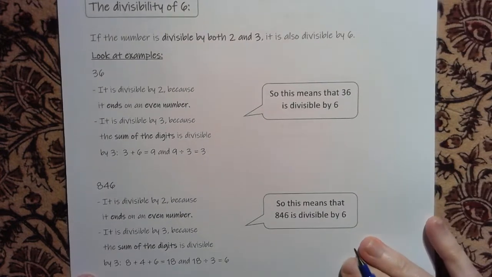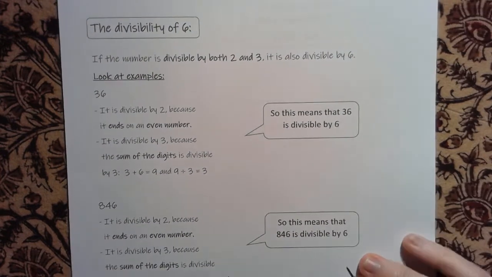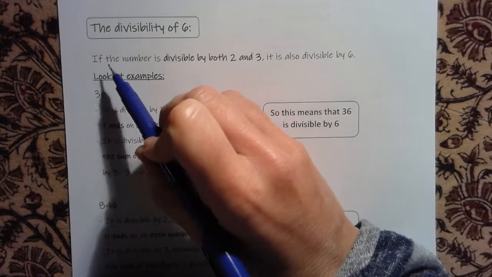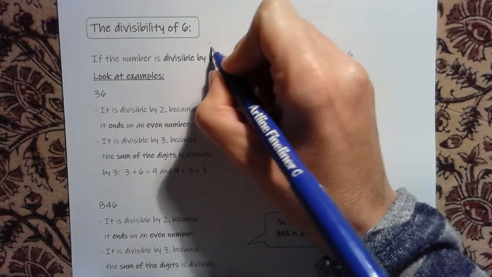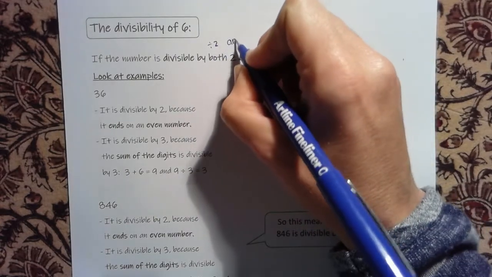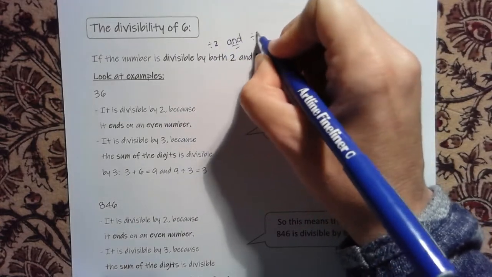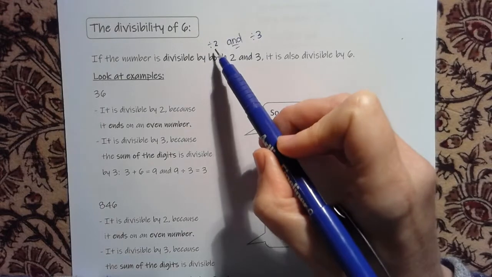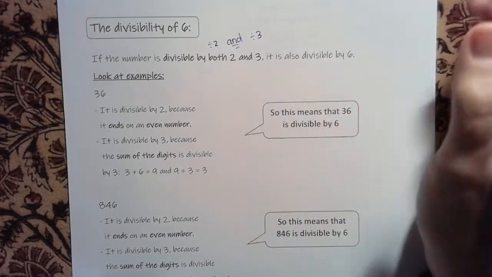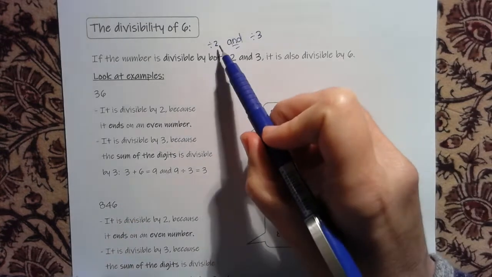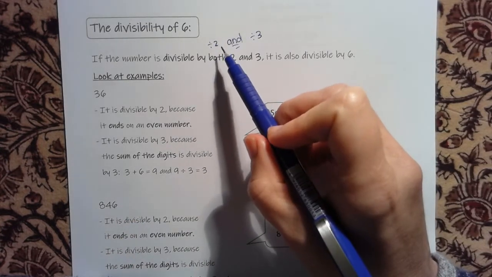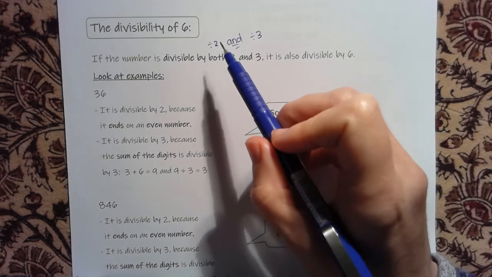Okay, so we've got two big examples here. How do we know if a number is divisible by 6? If the number is divisible by both 2 and 3. So you need to know your divisibility rules of 2 and 3 to know whether the number is divisible by 6. How do we know a number divides by 2? If the last digit is an even number.